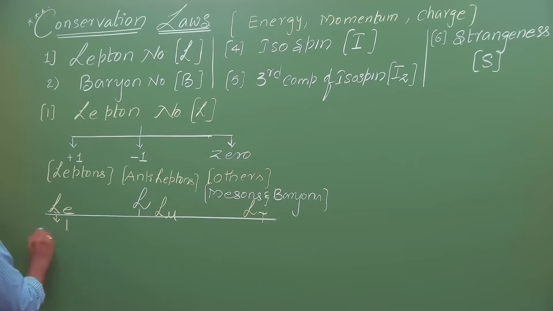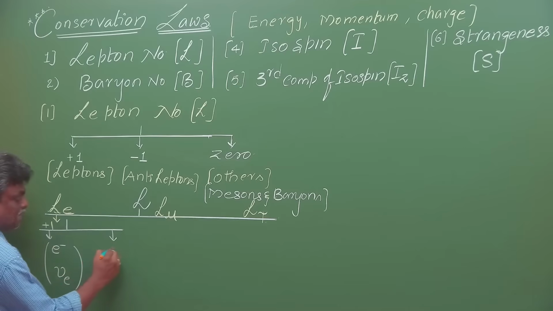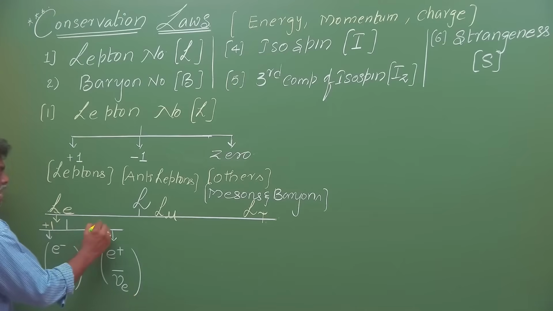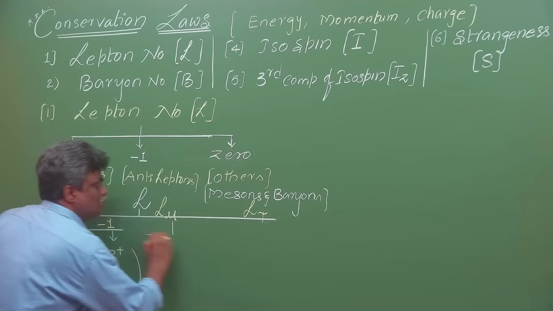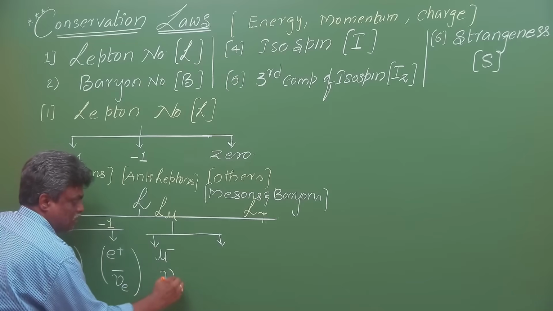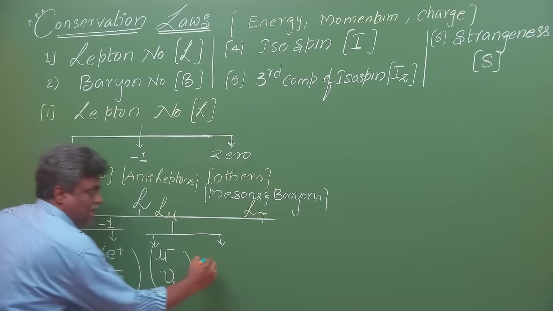Now see, again the electron family: one is the particle group, e minus and nu e. For e minus and nu e, is it +1 or -1? +1. Good. The corresponding antiparticle group is e plus and nu e bar. For this it's not simply L, it is Le. Next, L mu. L mu exists for the mu family. Mu family: mu minus, nu mu. Antiparticles.